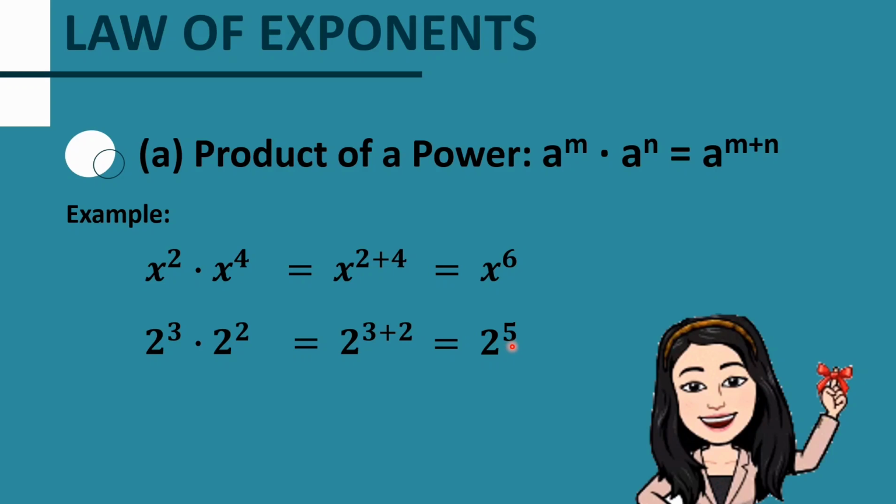If we can still simplify the expression, let us simplify it. 2 raised to the 5th power is equal to 2 times 2 times 2 times 2 times 2. Or, minultiply ng 5 beses si base. And that is equal to 32.